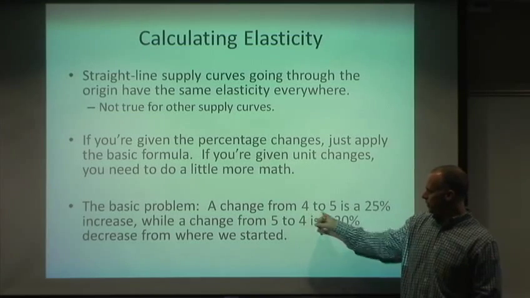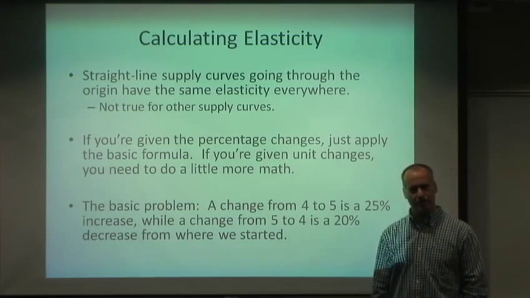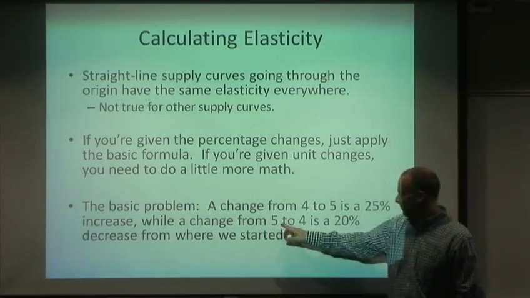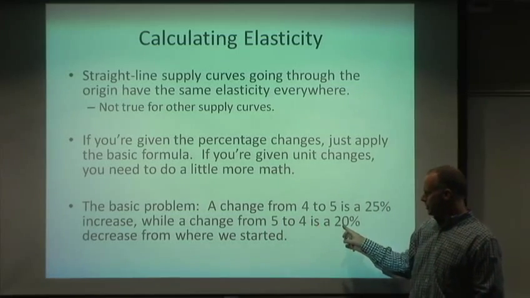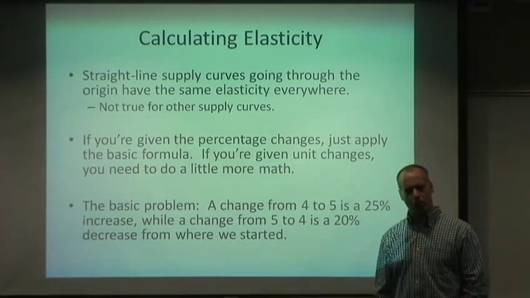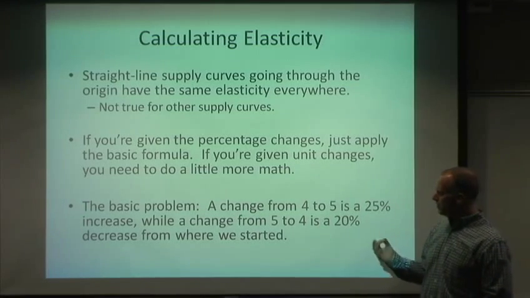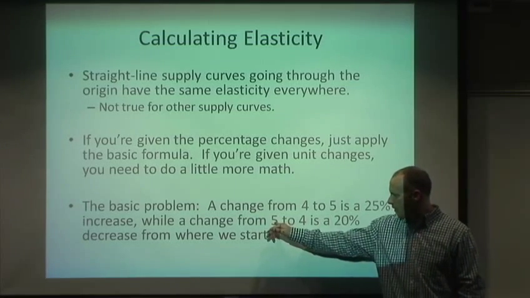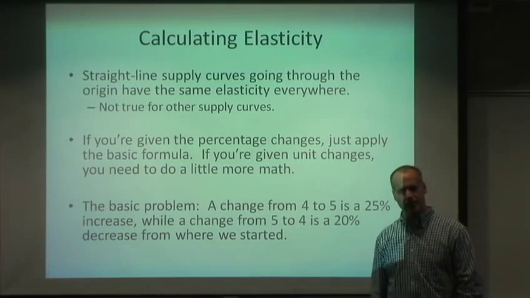If I tell you that something went from 4 to 5, we say that's a 25% increase. If I tell you that something went from 5 to 4, then you would say that that's a 20% decrease from where we started. This means that we need to think carefully about what our starting spot is and what our ending spot is.